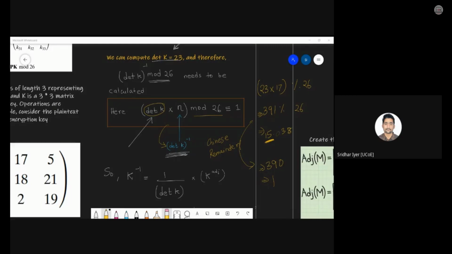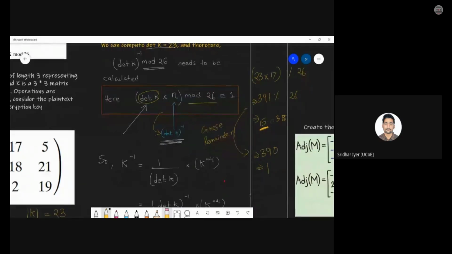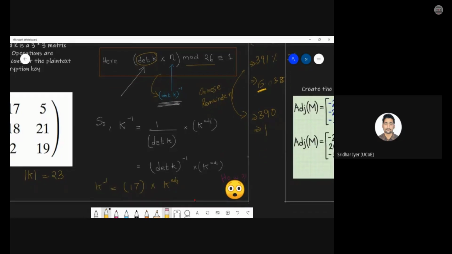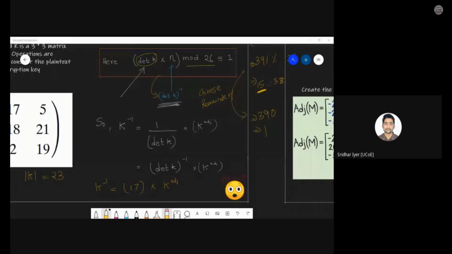So now we can say that determinant K inverse is 17. So I have got the value of 17 over here. Now K inverse will be 17 into adjugate of K. Am I clear now? Is it now simple? You have to find out the adjugate of K now and directly multiply by 17. You will get your answers. Is it simple now? Kindly let me know.